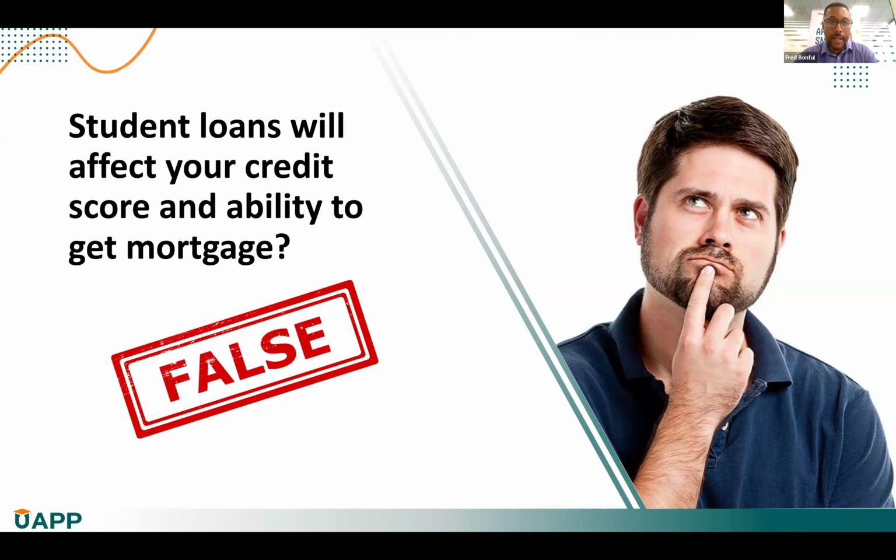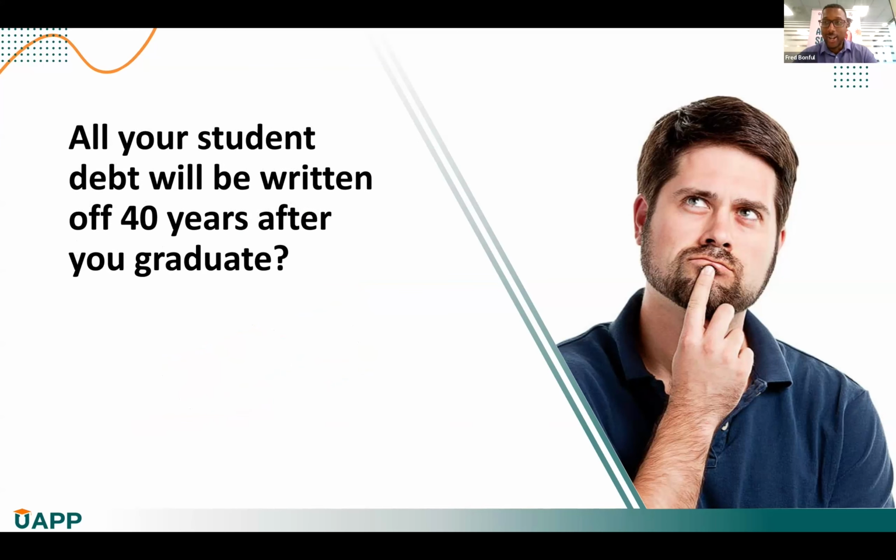So, student loans will affect your credit score and your ability to get a mortgage, and it's false. It's not linked to your credit score or your credit history, which is fantastic again. I really appreciate how Student Finance has done the actual setup. If you're not sure whether that's going to affect your mortgage uptake, it's not going to affect it at all. Next slide, please. Okay, this is the last one.